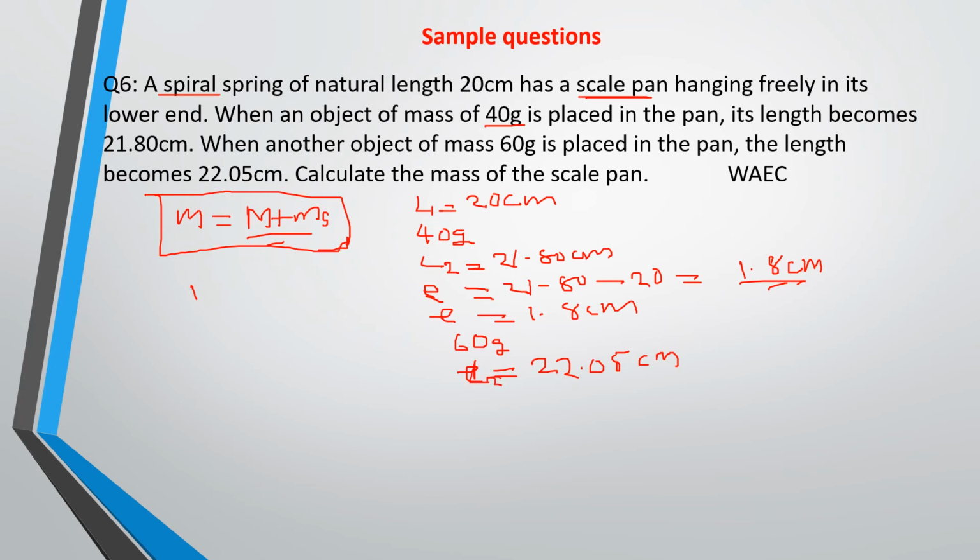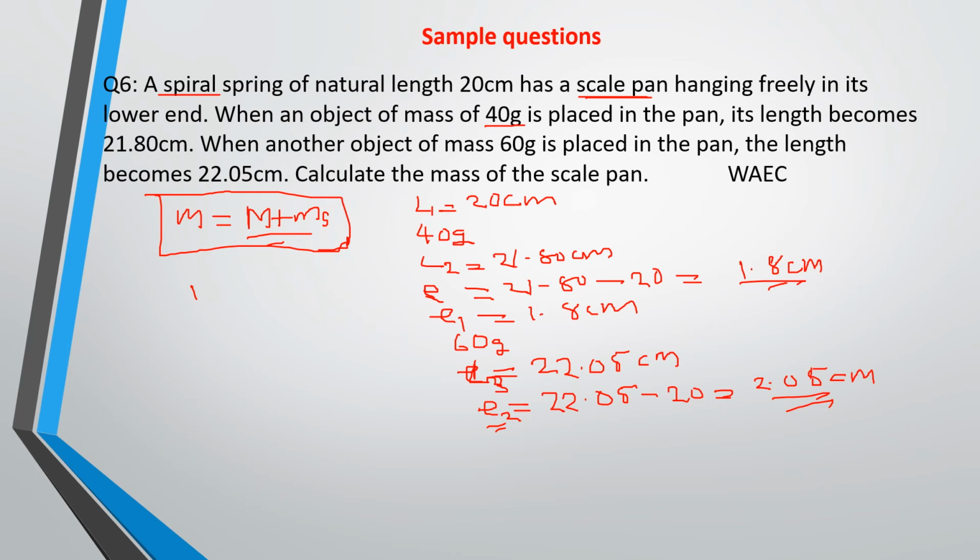So the extension, let me say L3, is equal to 22.05 minus 20. Okay, if you work that out, you will have 2.05 centimeters. So far we have gotten the two extensions now. The extension 1 is 1.8 centimeters. The extension 2 is 2.05 centimeters. I hope you are following.